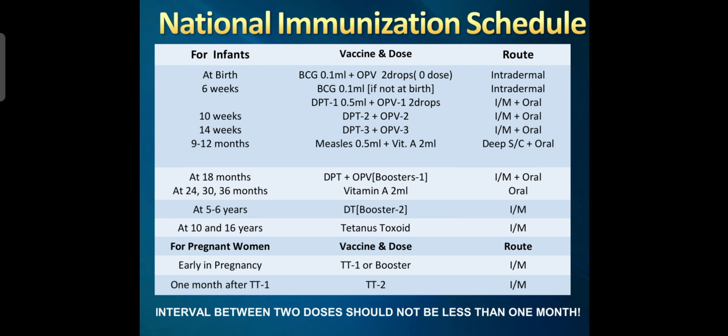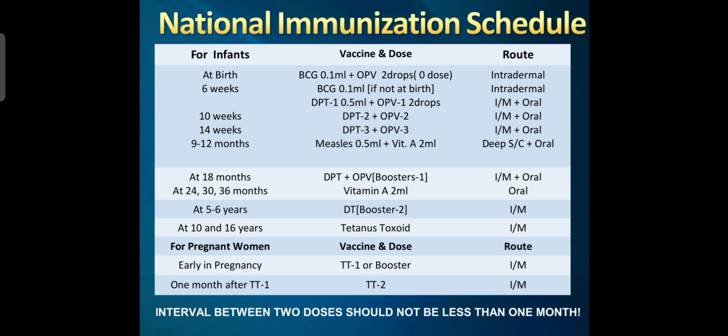Oral means through mouth. At 18 months, DPT and OPV booster dose 1. At 24, 30 and 36 months, vitamin A 2 ml oral. At 5 to 6 years, DT booster dose 2, that is IM. At 10 to 16 years, tetanus toxoid IM. And for the pregnant lady in early pregnancy, TT1 IM. And 1 month after TT1, they can go for TT2, that is IM only. TT means tetanus toxoid.